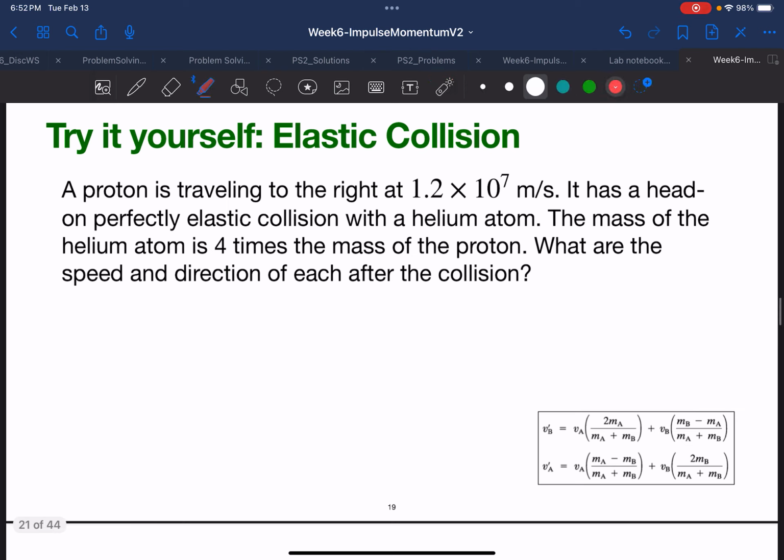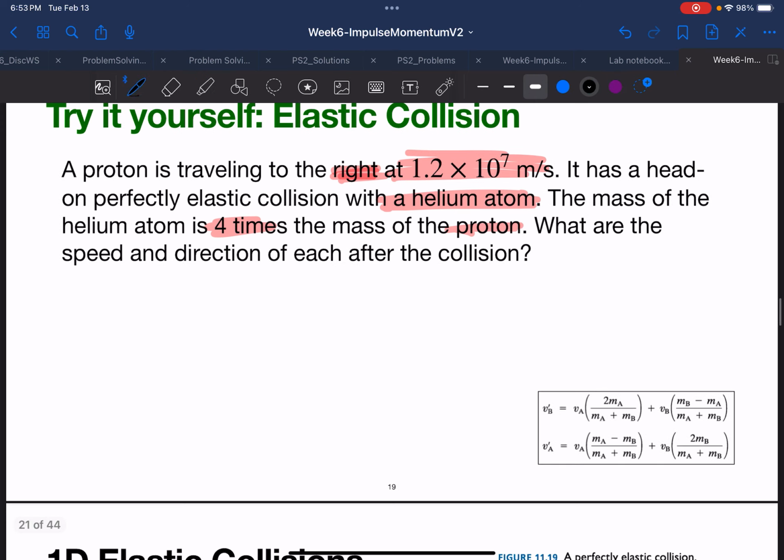In this problem, you have a proton that's traveling to the right at 1.2 meters per second, and it has a head-on, perfectly elastic collision with a helium atom. The mass of the helium atom is 4 times the mass of the proton. What are the speed and direction of each after the collision?